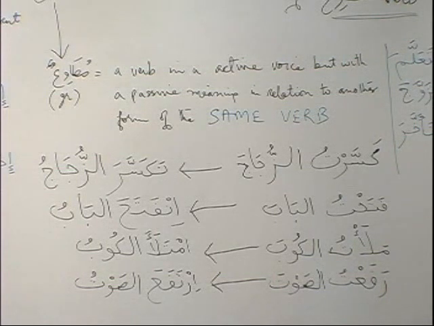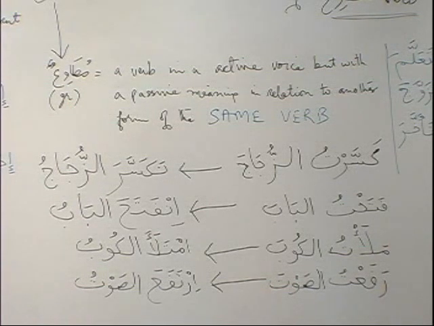I have written another, which is the relationship between form 1 and form 8. Mala'tul kuba. I filled the cup. And in form 8, what will happen? Imtala'a al-kubu. Kubu, fa'il. The cup was filled. The same thing is rafa'tu sawta. I raised the voice. In form 8, it will become irtafa'a al-sawtu. The voice was raised. So in all these things, the fa'il, which is 2, gets eliminated, which is omitted.